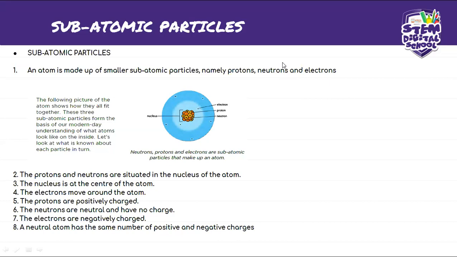All right, so basically this slide is talking about the subatomic particles. So you need to know the subatomic particles. What are they? The protons, the neutrons, and the electrons. And then you need to know the charges. So proton, the charge is positive. Electron, the charge is negative. Neutron, the charge is 0 or neutral. Then we also need to know what a neutral atom is. A neutral atom is an atom having the same number of positive and negative charges. Very good. I hope you got me there.